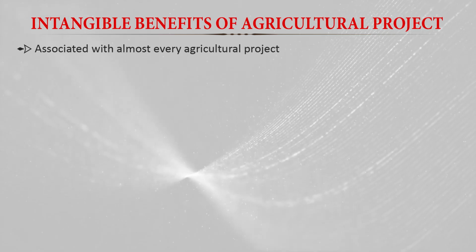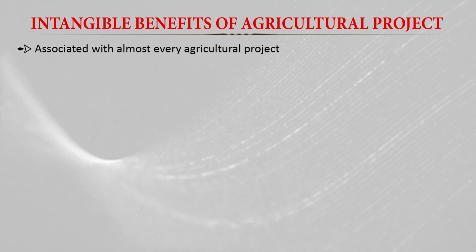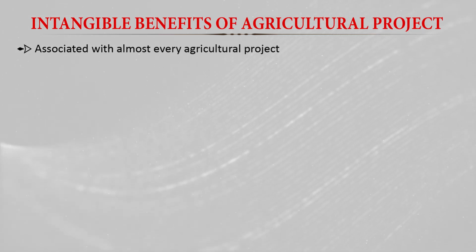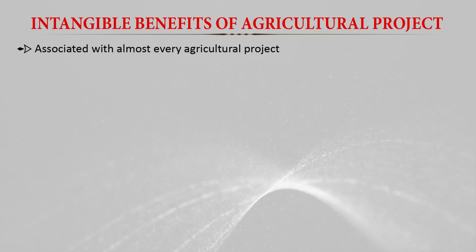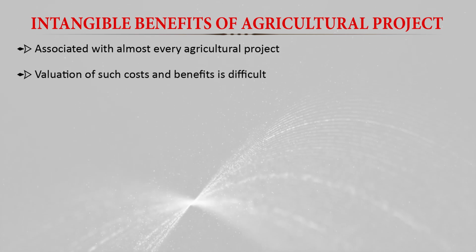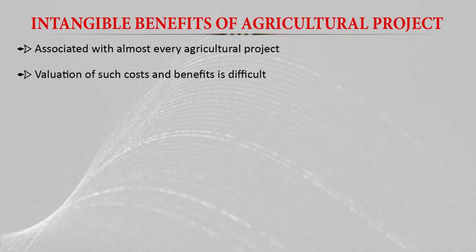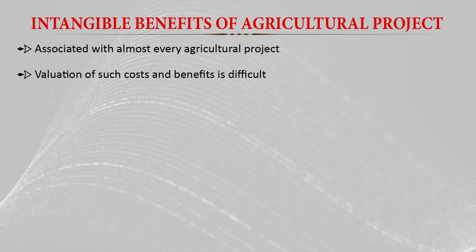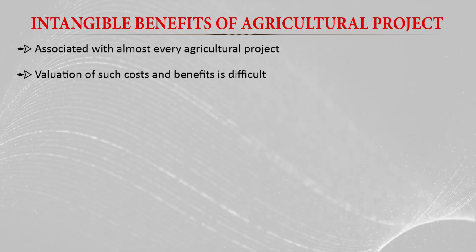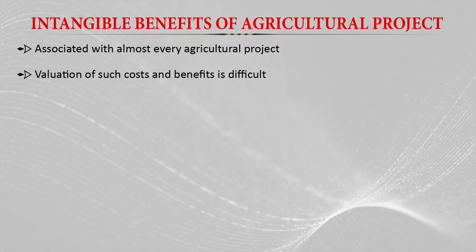And then we move to the intangible benefits of agriculture projects. The difference between the tangible and intangible benefits of an agriculture project is that tangible benefits we can easily measure in terms of monetary benefits, but in case of intangible, its valuation is difficult. The valuation in monetary terms is very difficult for intangible costs and benefits.